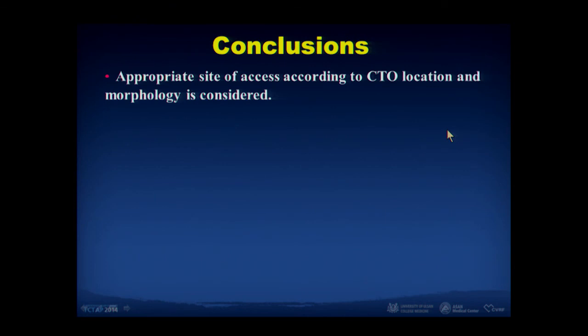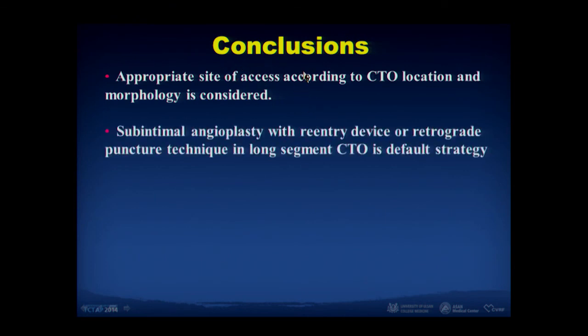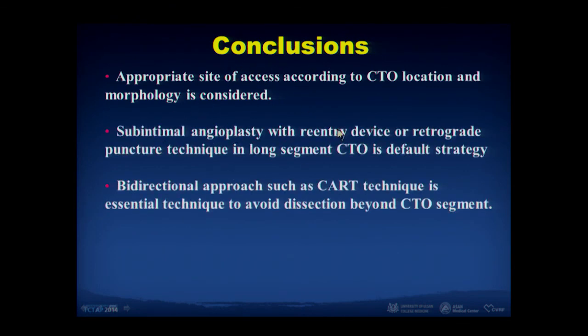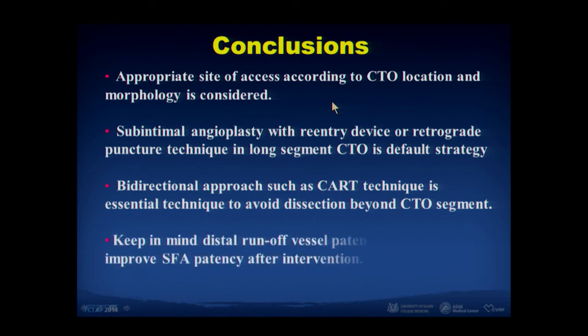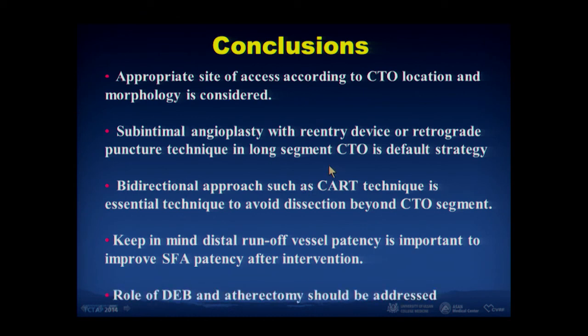So this is my conclusion. Access site is very important. Subintimal angioplasty, reentry device, and retrograde puncture in long segment CTO are, I think, the default strategy. Bidirectional approach is essential for SFA intervention. Runoff vessel patency is very important to maintain the patency. And the role of DCB and atherectomy in CTO should be addressed.